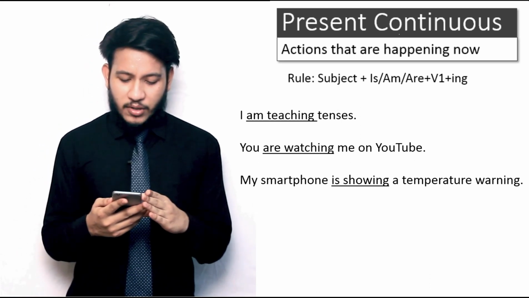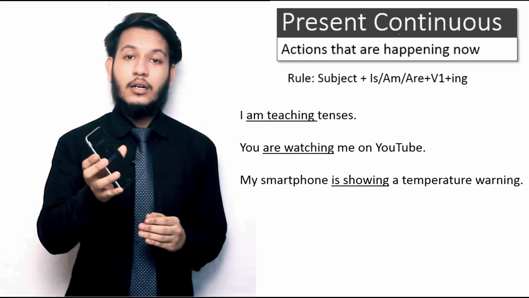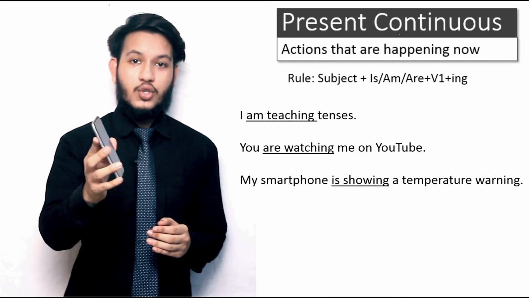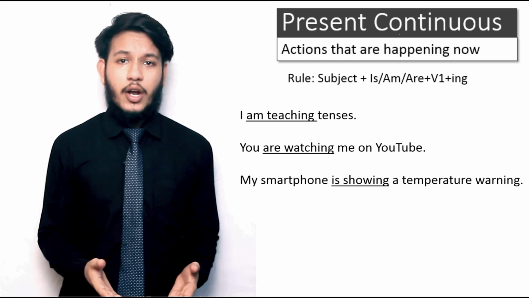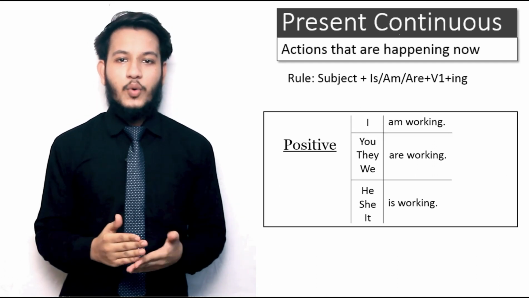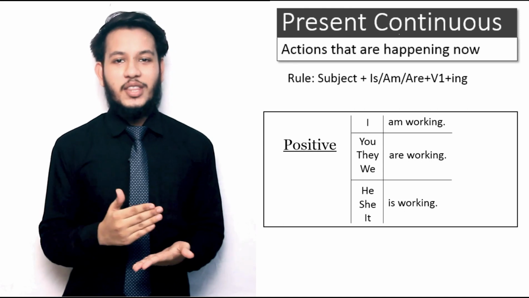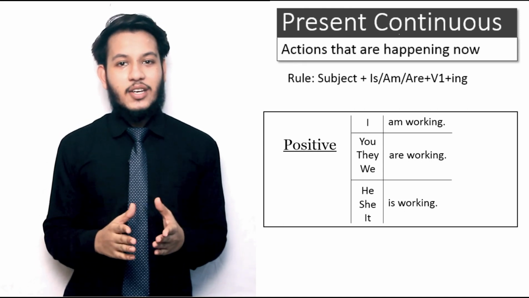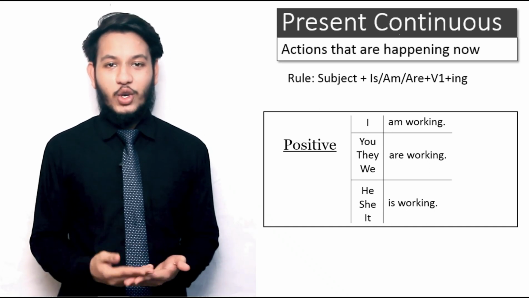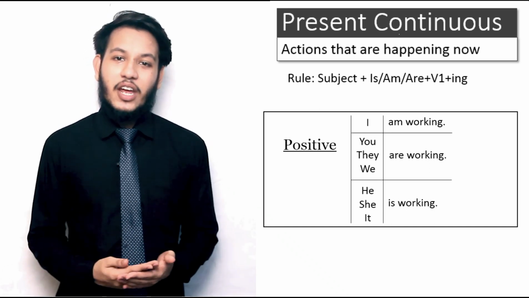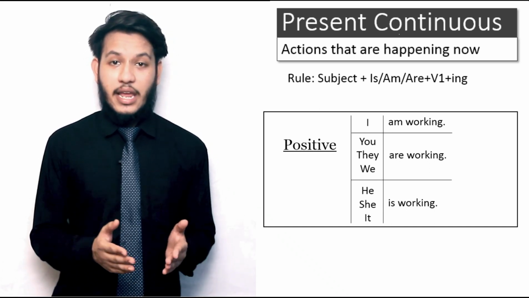Here my phone is also doing an action. ये एक warning show कर रहा है. So I would say my smartphone is showing a temperature warning. Use am with I, are with you they we, and is with he she it. बहुत सिंपल है. I'm working, you're working, they're working, we are working, he is working, she is working, and it's working.